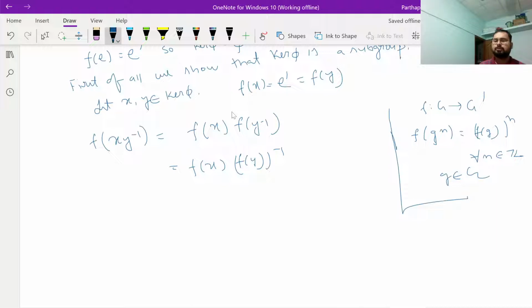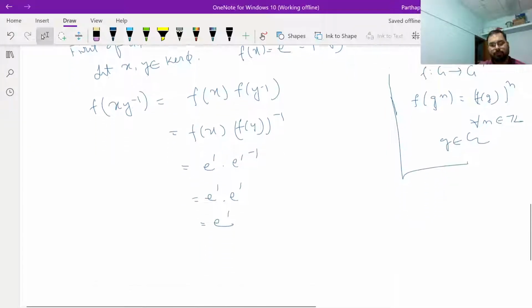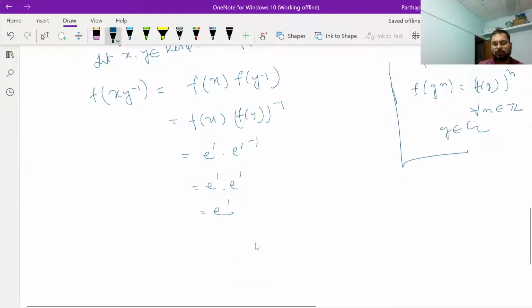So now using this property you can write f of y inverse equal to f of y whole inverse. So this is nothing but identity e dash into e dash inverse. So this is e dash into e dash, so this is equal to e dash. So this implies that f of x y inverse is equal to e dash. So this implies from the definition of kernel, x y inverse belongs to the kernel of f. So therefore the kernel of f is a subgroup of G.